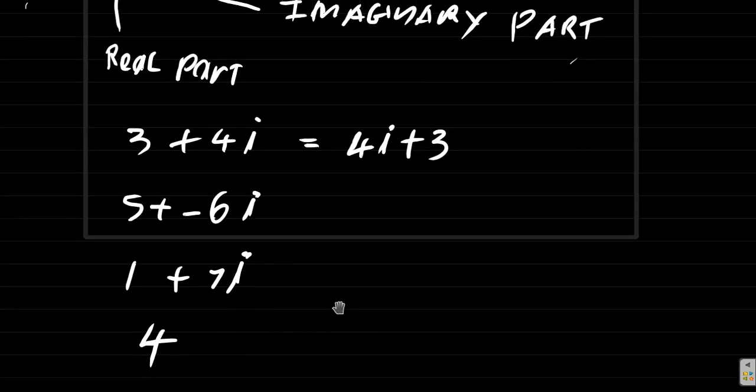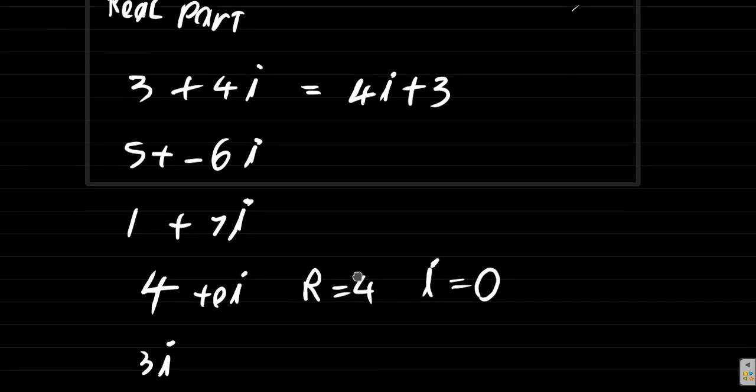What about 4? Well, this one looks funny. But remember, all numbers that we've been looking at so far can be considered as complex numbers, just like the 4 here. It's just that for the 4, the real part is 4. The imaginary part is 0. Because you can write this as 4 plus 0i. Alright? So, all numbers can be considered complex numbers.